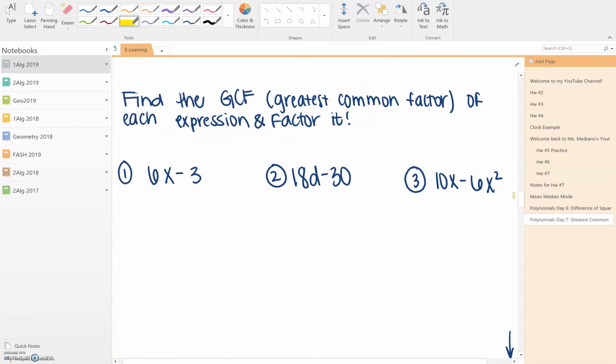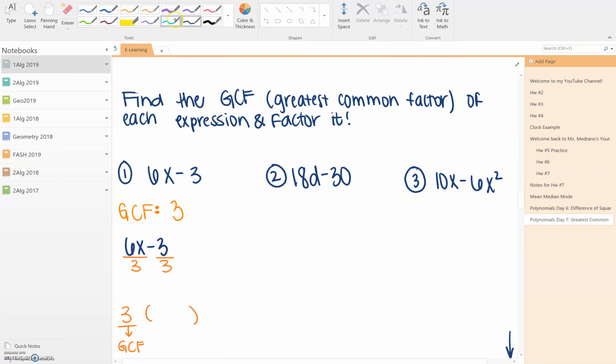So for here, we're going to find the GCF, or the greatest common factor of each expression, and then we're going to factor it. So for number 1, the greatest common factor here is going to be, I see a 6x and a 3. I can divide both of those things by 3. So that's my greatest common factor, okay? So then what I'm going to do is divide that out. So I have 6x minus 3, that was the original expression, and I'm dividing both of those things by 3, okay? So remember, the greatest common factor is going to come out here. This is your GCF. And what's left over is going to go inside your parentheses.